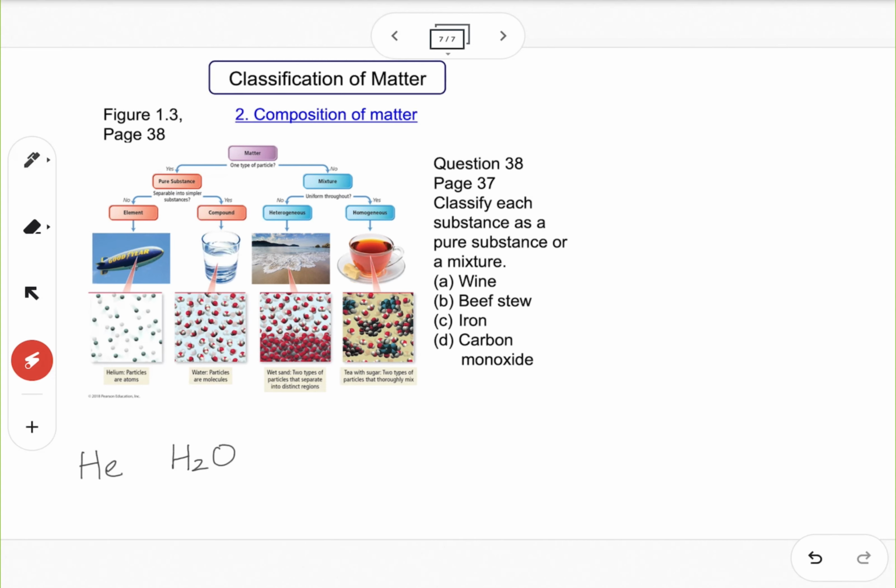Beef stew. Apparently it's going to be a mixture because you have beef and you have some other vegetables, and you have water there, or different seasonings, those kinds of things. So mixture. Iron. If you are talking about iron itself, then that's going to be a pure substance because you have only one component. And if you want to be more specific, iron has only one element, so it's an element. Okay, pure substance for iron. Carbon monoxide. If you are talking about carbon monoxide itself, then it's going to be a pure substance. And it's also a compound because you have two elements, carbon and oxygen, as we saw from the previous slide.